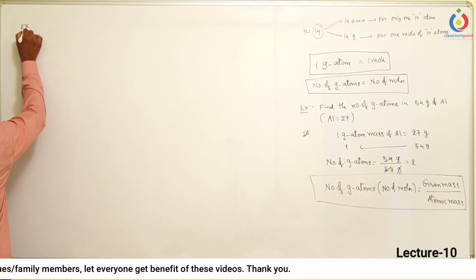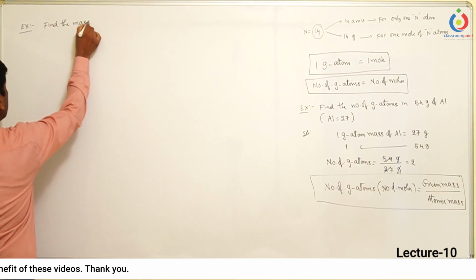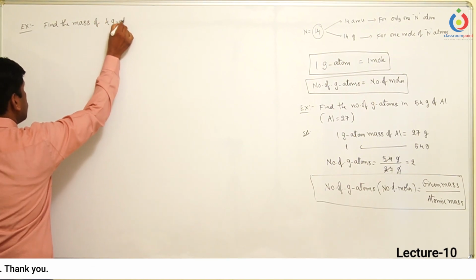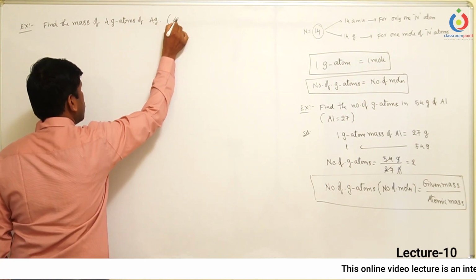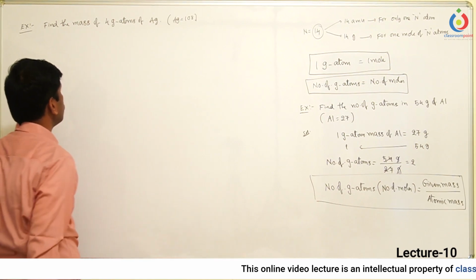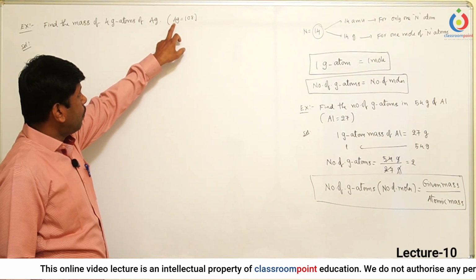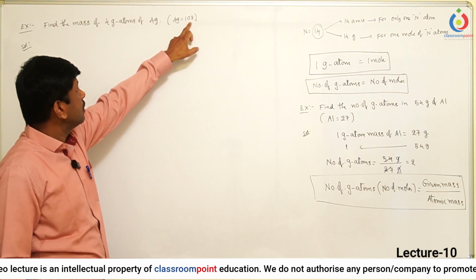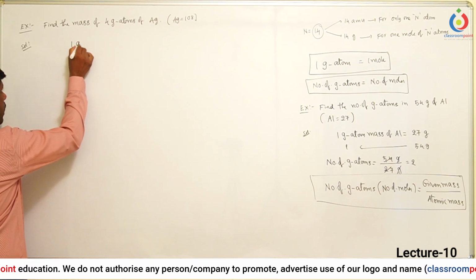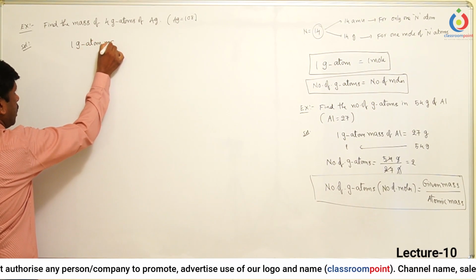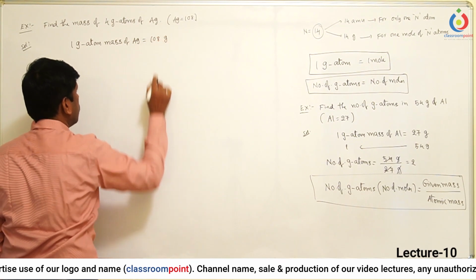So another example: find the mass of 4 gram atoms of silver. Silver atomic mass is mentioned as 108. So let us solve this one here. 108 means the mass of 1 gram atom of silver is 108 grams. Then the mass of 4 gram atoms, how much? 4 into this value. So 1 gram atom mass of silver is equal to 108 grams.